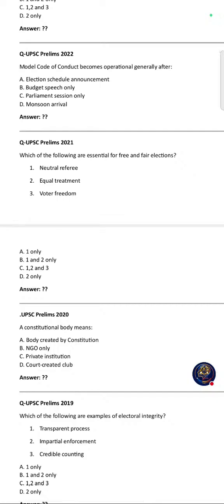Which of the following are essential for free and fair elections? 1. Neutral referee, 2. Equal treatment, 3. Voter freedom. What is the correct answer for this question? It is option C. Yeah, correct.